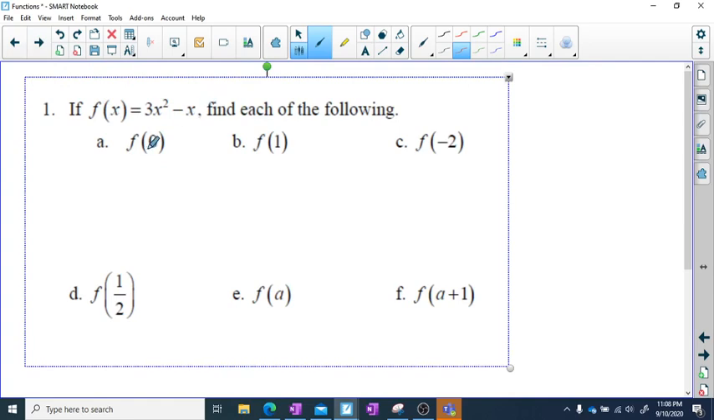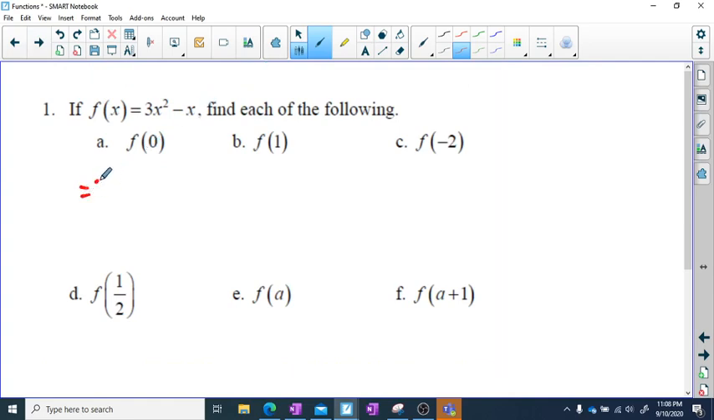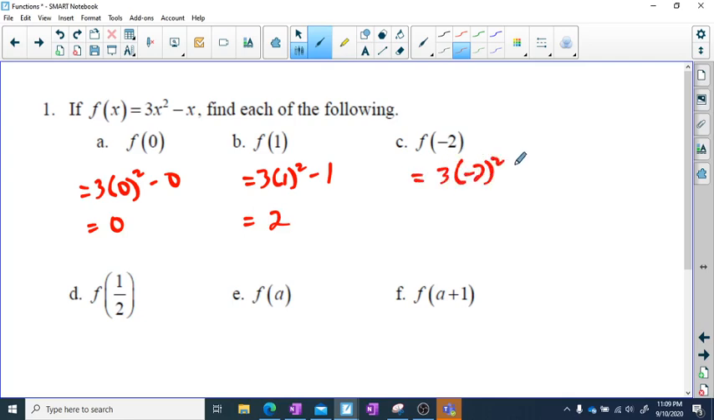So here's f of x, and let's say I wanted to get f at 0. Well, f at 0 would be 3, 0 squared minus 0. Well, 3 times 0 squared is 0 minus 0, that one's 0. F at 1, 3 times 1 squared minus 1. 1 squared is 1 times 3 is 3, minus 1 is 2. F at negative 2, 3 times negative 2 squared minus a minus 2. Notice you always put it in brackets. Negative 2 in brackets squared is a positive 4. Multiplied by 3 is 12. Minus a minus, so that's plus 2. That's 14.